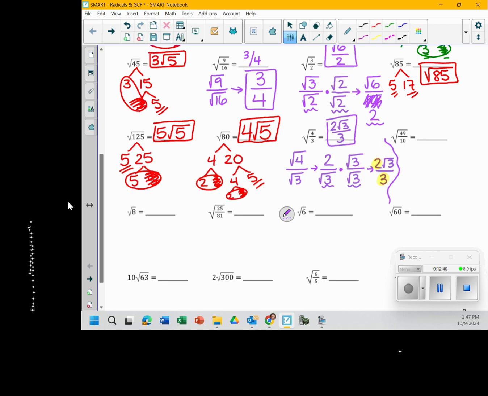Square root of 49 over square root of 10. Square root of 49 is 7. I can't simplify 10. I could try it. 2 and 5. There's no pairs. Multiply by root 10 over root 10. Final answer is 7 root 10 over 10. And 7/10 does not simplify.